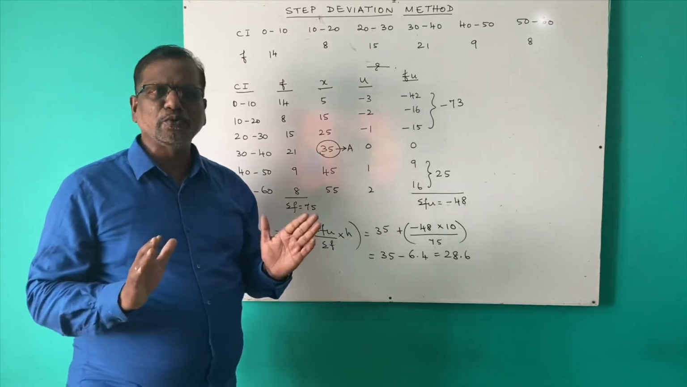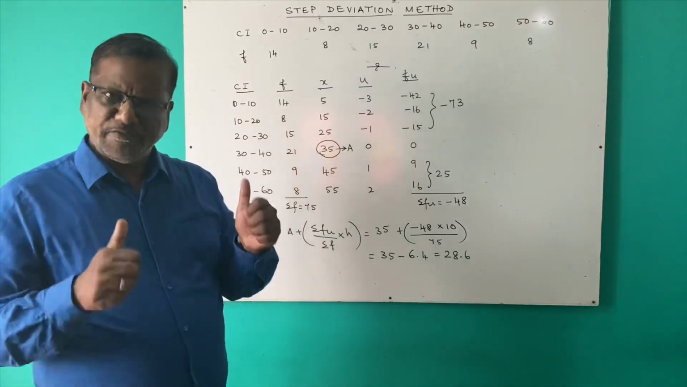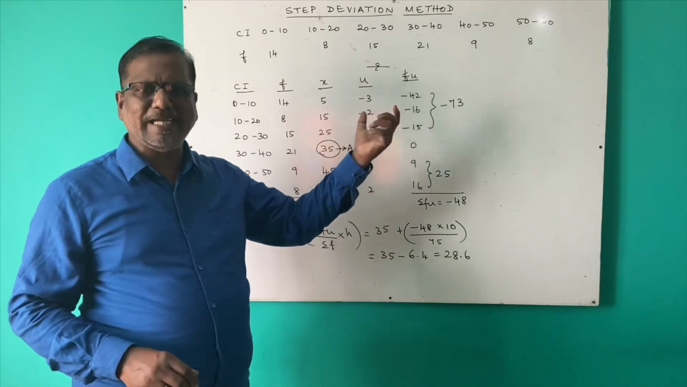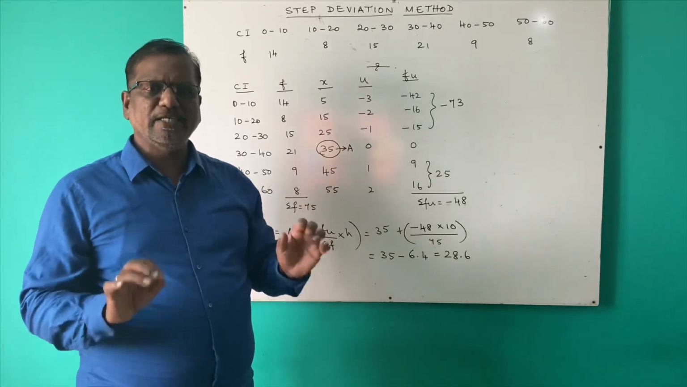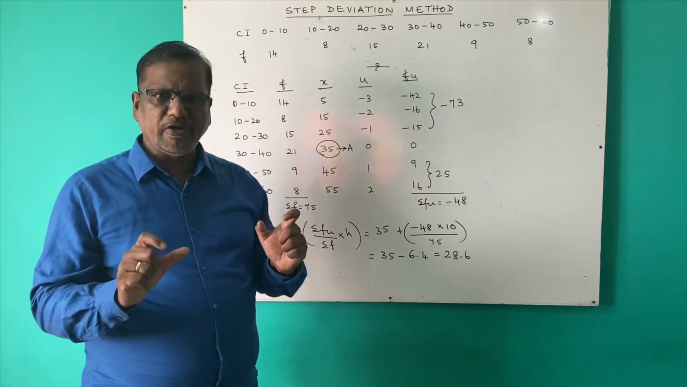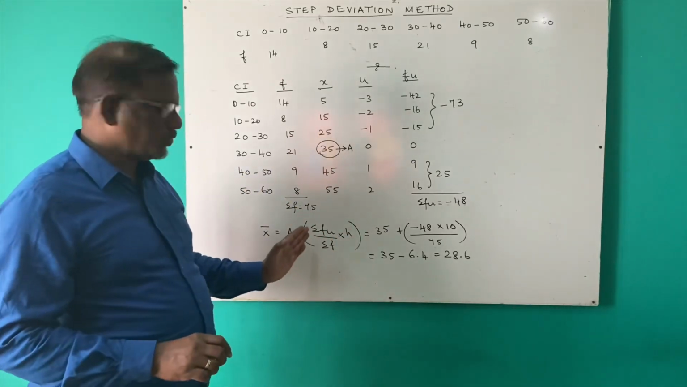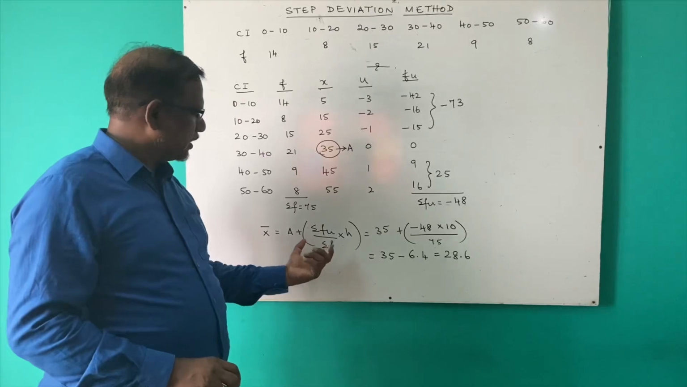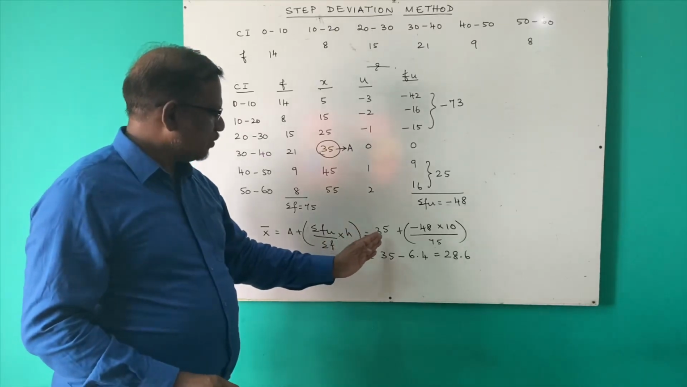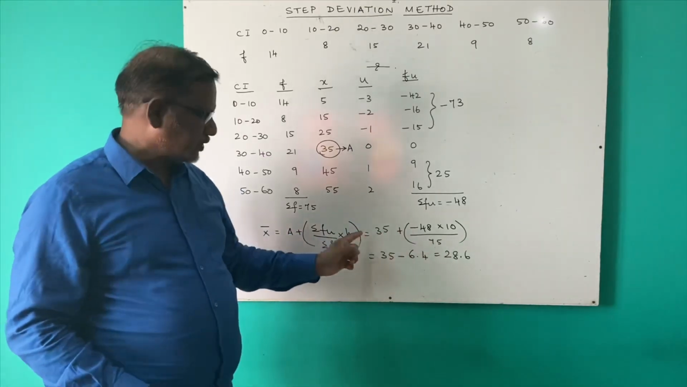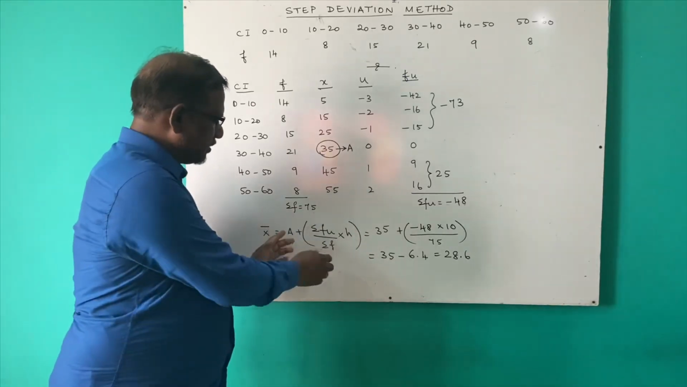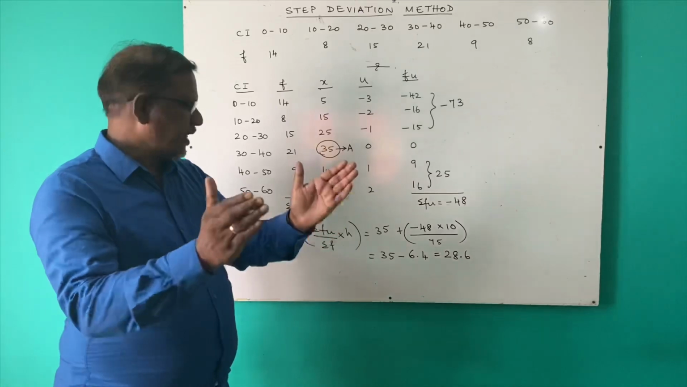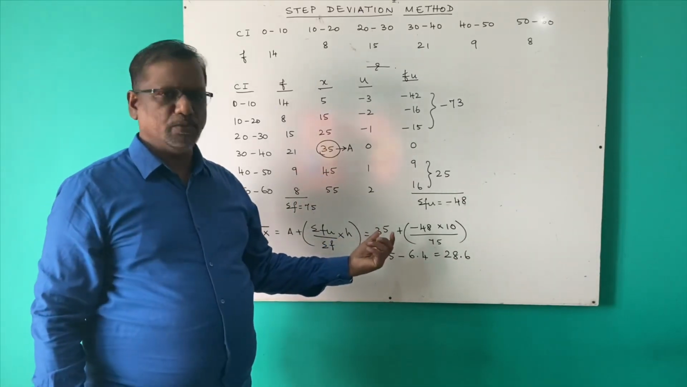We substitute those values. If you remember the number of columns and make these small calculations, our job is only to remember the formula and substitute those values in the formula. As I mentioned earlier, let us avoid taking LCM for these values. Always calculate sigma fu by sigma f into h separately and add it with the assumed mean value.